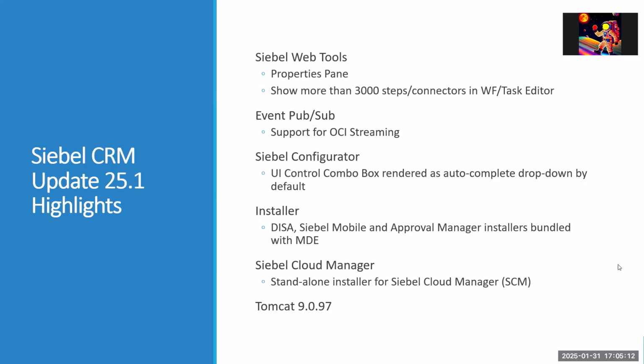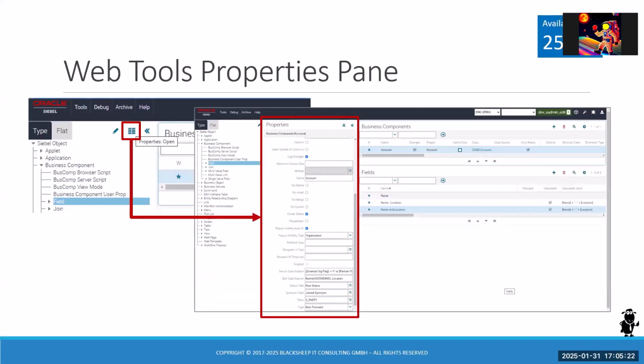I had a chat with a customer this week, and that's the number one reason for them to update Siebel: to get Tomcat updated, because the security team gives them a hard time. Same here. So that might have been a really clever decision.